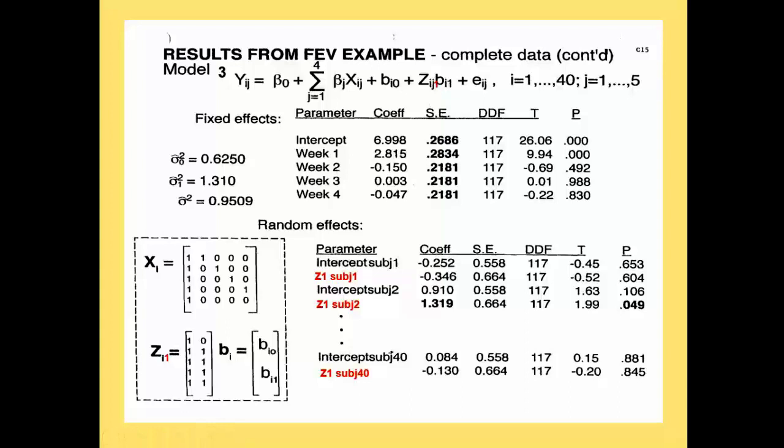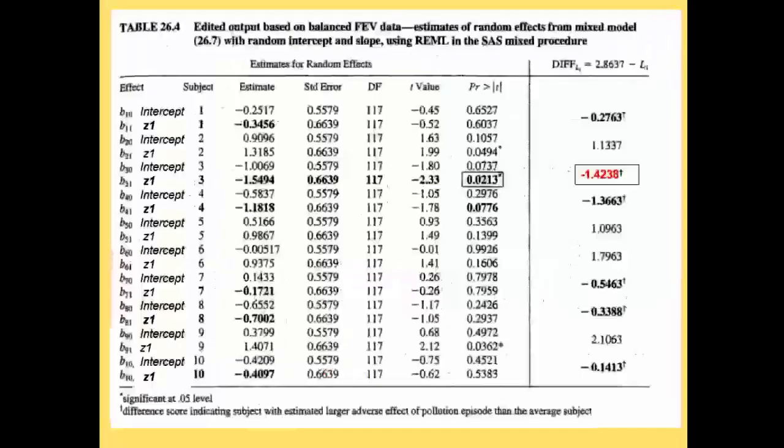But we already saw before the break that subject two actually was positively affected. Subject two's difference between week one and the other four was actually better than the average difference. So even though this was significant, it's not a significant negative effect. So that's not going to do it. You can't just look at significance here. So let's look at the next slide, just to see what's going on.